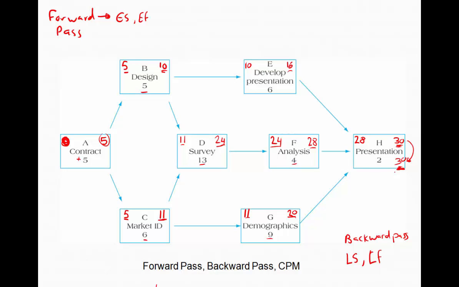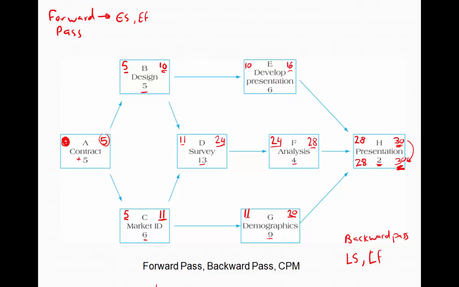Continuing on with our backward pass, we're going to do the reverse of what we did for our forward pass. So we take the late finish, subtract the duration, and that gives us the late start. For activity H, 30 minus 2 gives us a late start of 28. Now we'll carry forward and continue to identify the late starts and late finishes for the remaining activities.